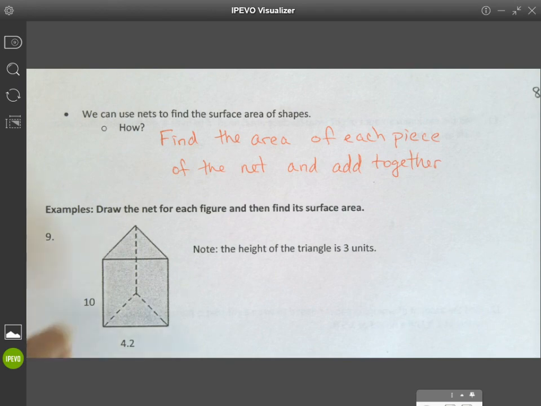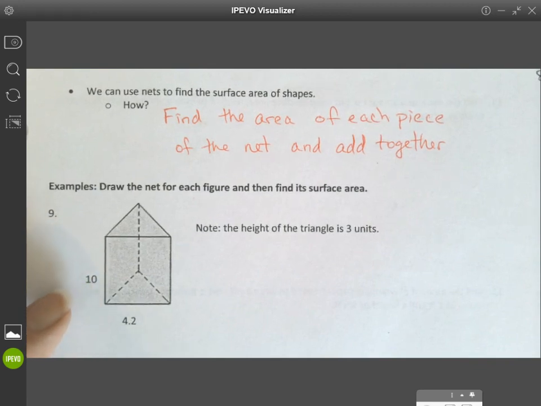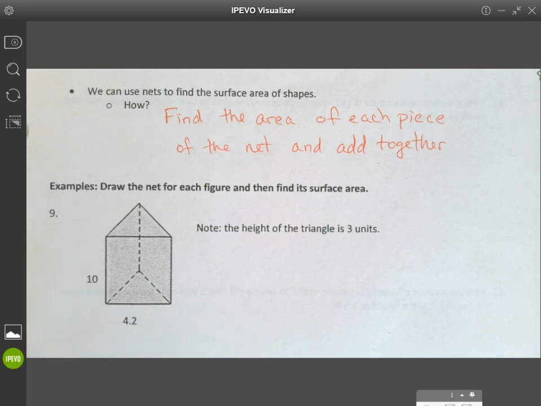All right, what shape is this? It is a triangular prism. So we want to draw a net. So here's my issue. Do you have your triangular prism up there? The question is, I don't remember what color the base is. That's your pyramid. Yep, that's it right there.